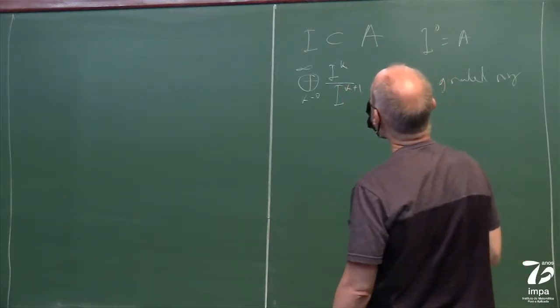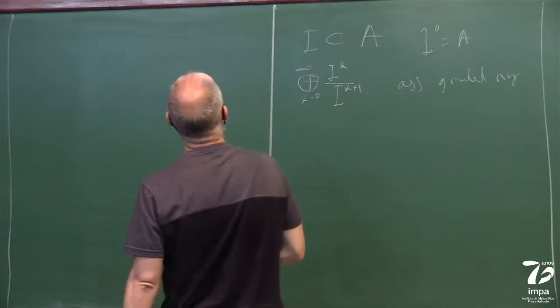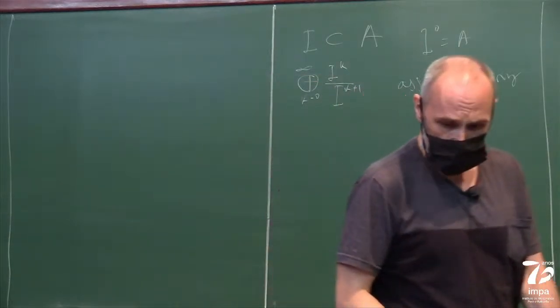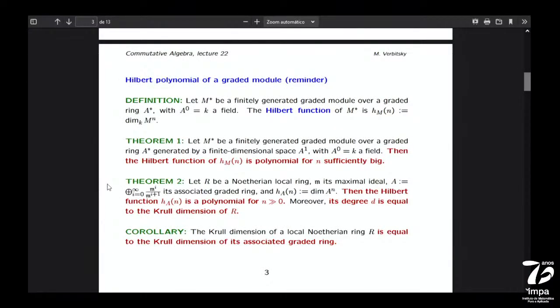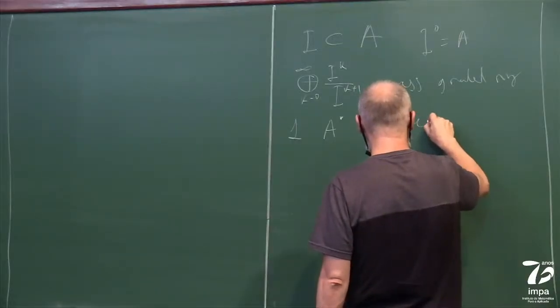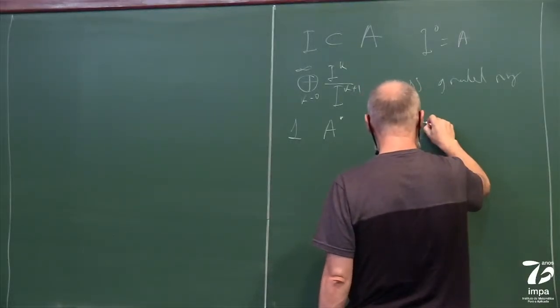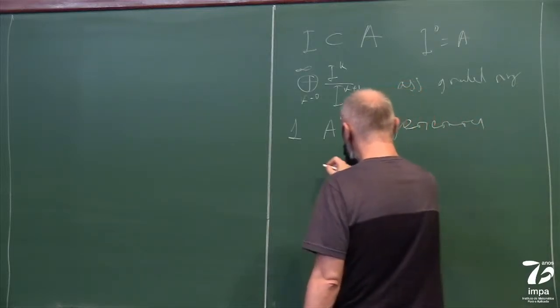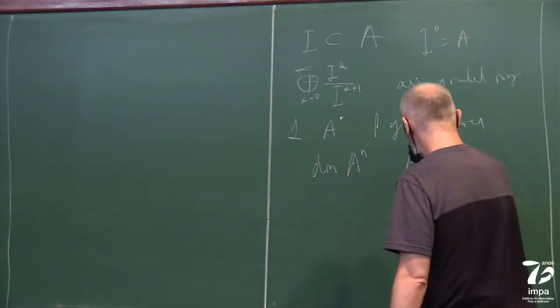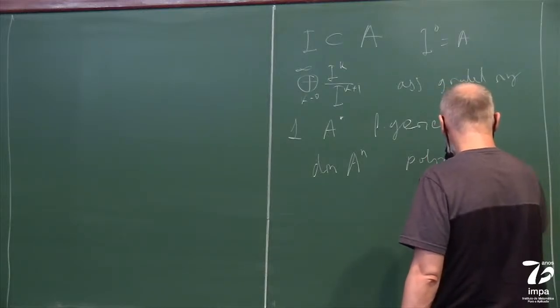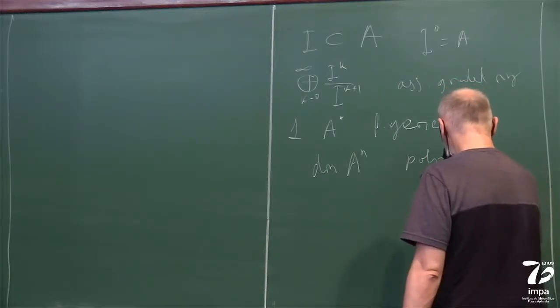Unless you have a question, I will go on. What we did, there were two theorems which were proven. The first: if A star is a graded ring which is finitely generated, then the dimension of A_n is a polynomial function of n, for n sufficiently big.